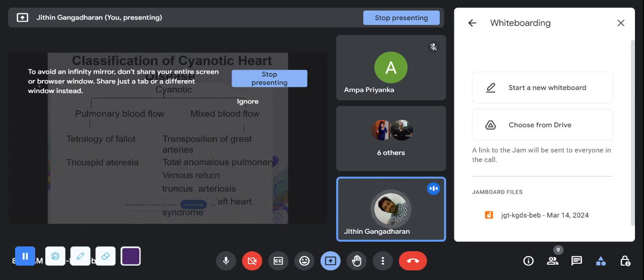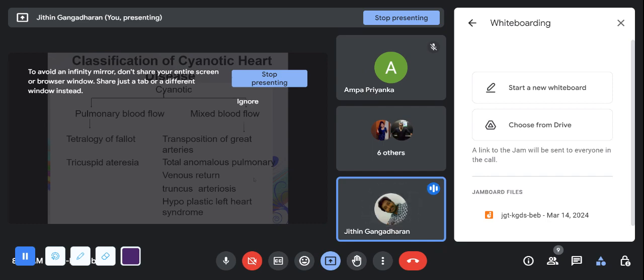So the cyanotic conditions: one is pulmonary blood flow problem, which you can see with problems of the pulmonary. The second one is where mixed blood flow will be there. So pulmonary blood flow as well as mixed blood flow. The pulmonary blood flow problem is seen in tetralogy of Fallot. We have explained tetralogy of Fallot, right? Those are the conditions that cause pulmonary blood flow problems. And you can see tricuspid valve atresia also. Tricuspid atresia, usually the stenosis.